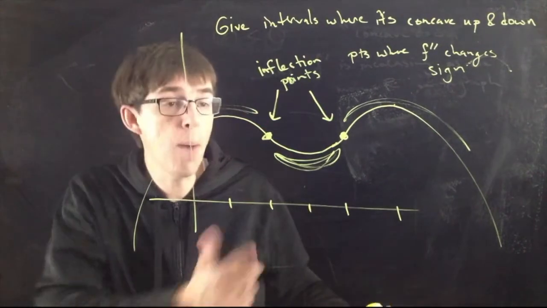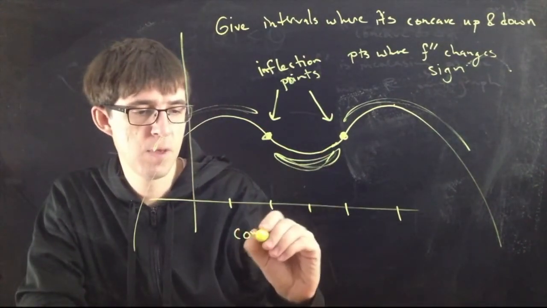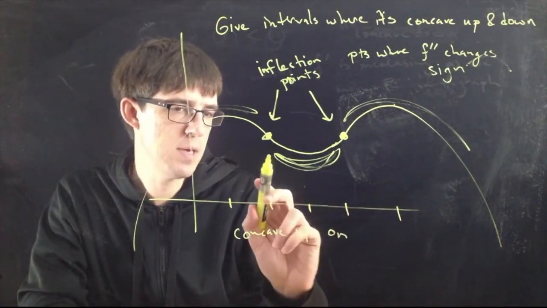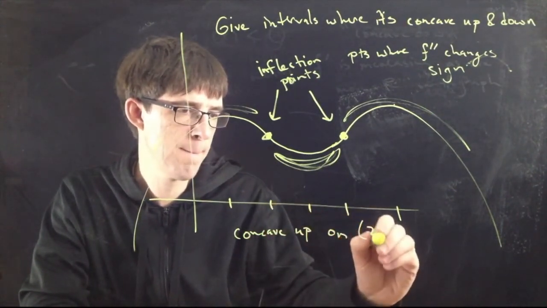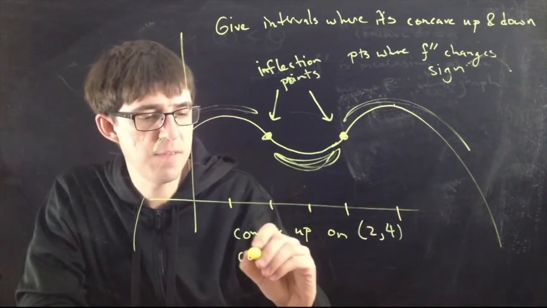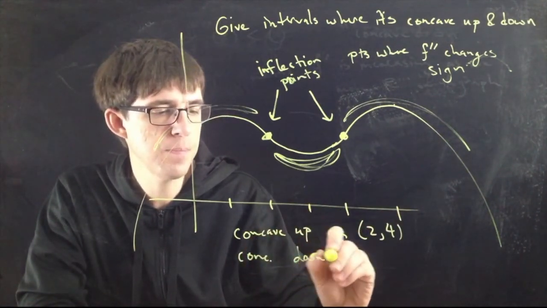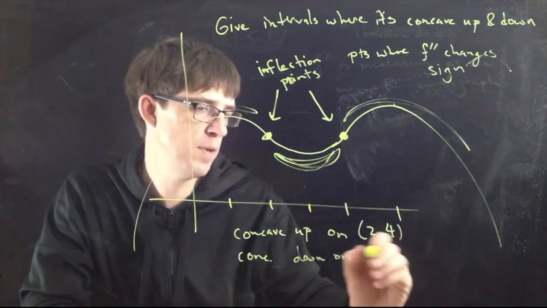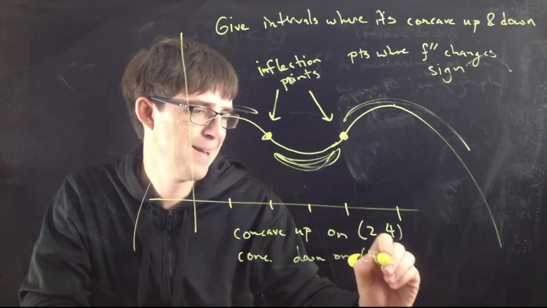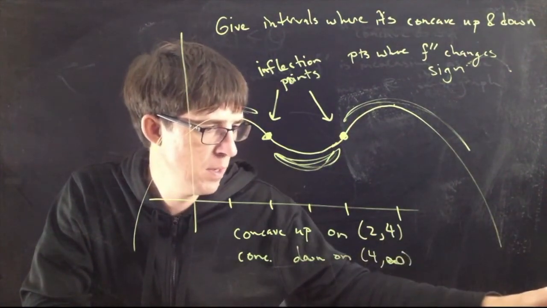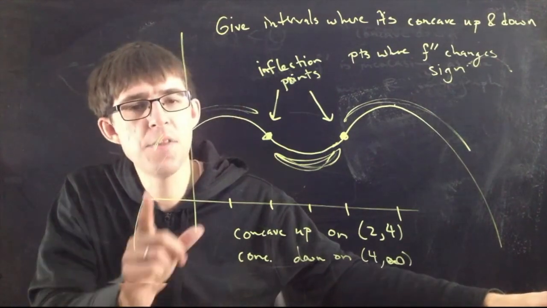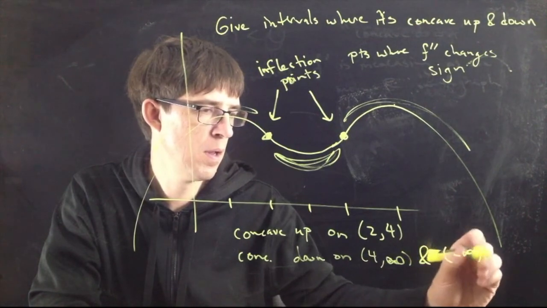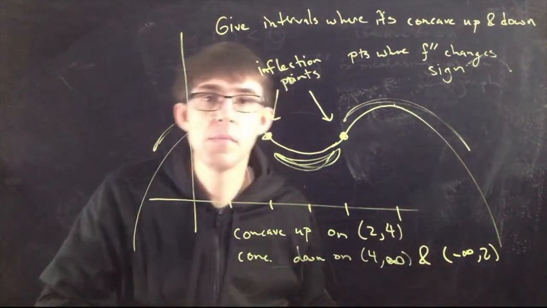Okay, so it's up on the smiley piece. Concave up. On the interval, that would be here, 2 to 4, right? And it's concave down on the interval, so there's this one here, which goes 4 to infinity. And this one over here, minus infinity to 2. There you go.